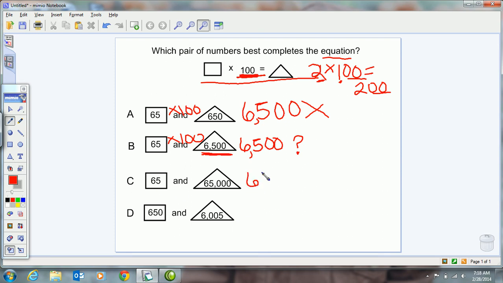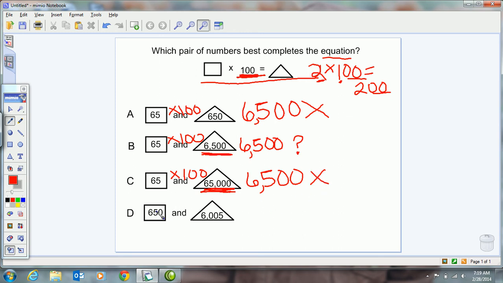Okay? The next box has 65 in it. We'll multiply it times 100. We'll add 2 zeros at the end of 65 to multiply it by 100. And we see we get 6,500. This one says 65,000. This would be the answer if we were multiplying by 1,000, but we're not. So this one is not correct.